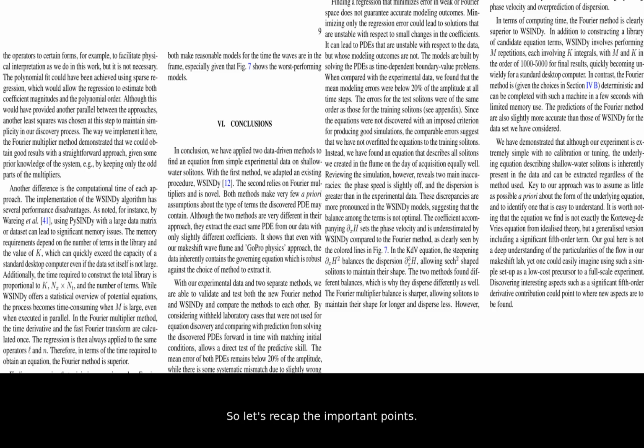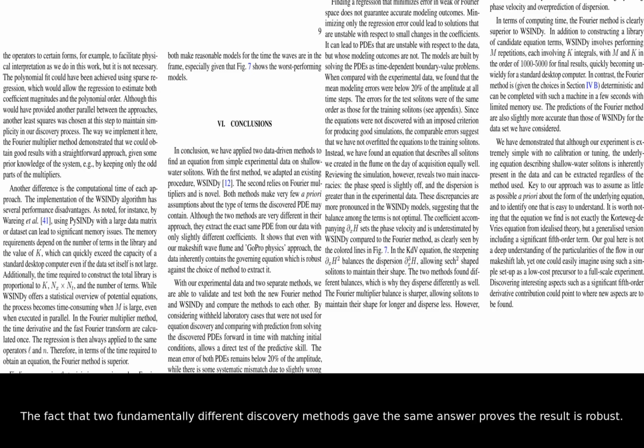So, let's recap the important points. Researchers were able to derive a complex physical law from a simple, low-cost tabletop experiment. The fact that two fundamentally different discovery methods gave the same answer proves the result is robust. And they even discovered a subtle, higher-order effect that isn't in the simplest textbook theory. This demonstrates a powerful new paradigm for scientific discovery.